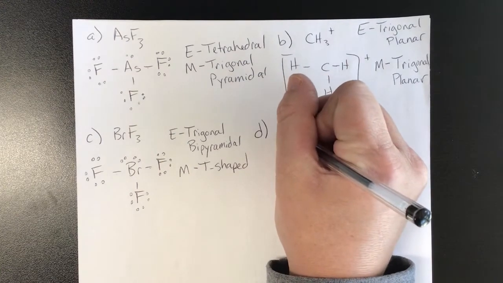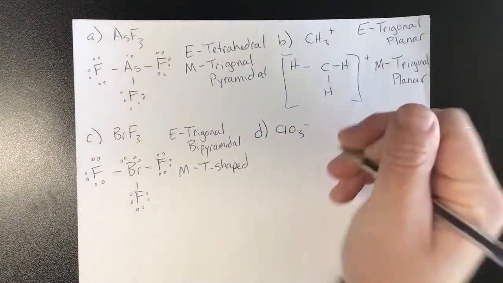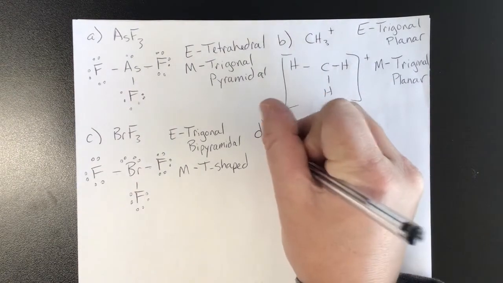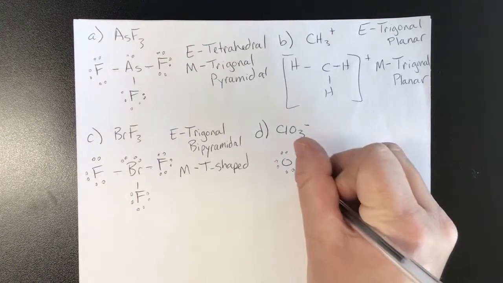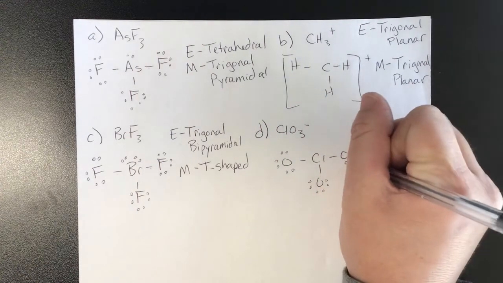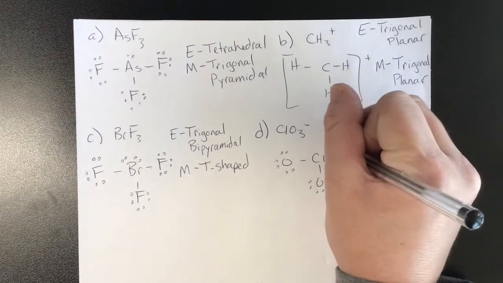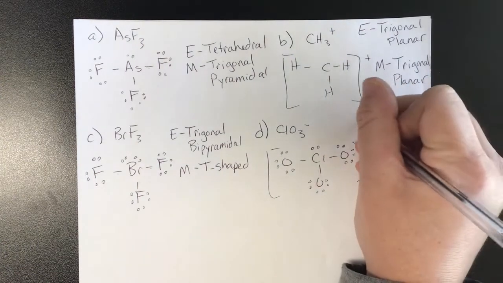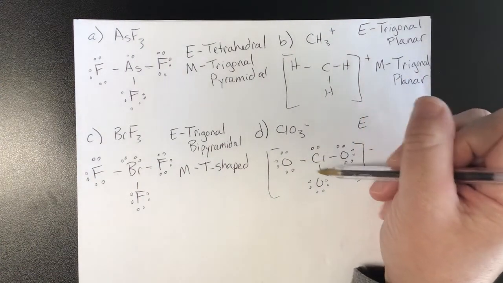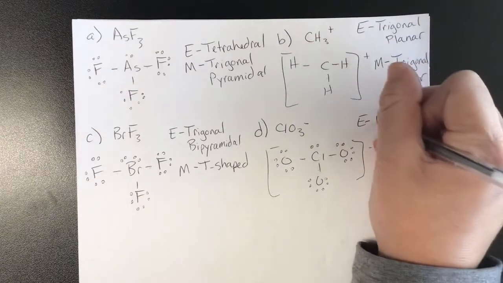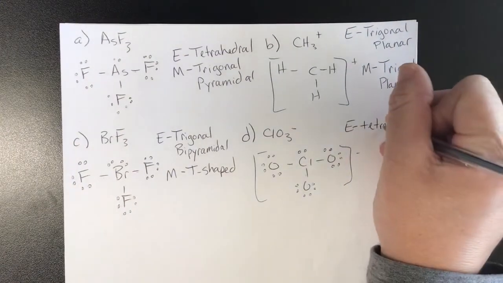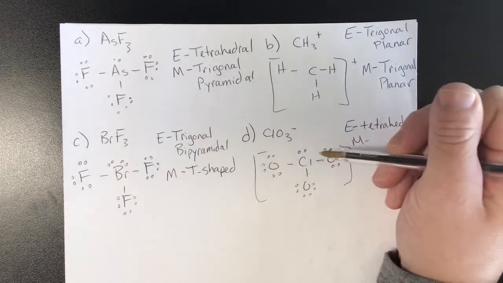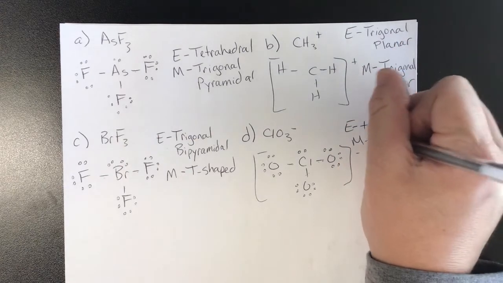Okay, and then we have ClO3 negative. So in this one, it's going to look like this. And after we get done putting the electrons around the outside oxygens, we're going to have 2 electrons left over, and those just go onto chlorine. We need our negative. So the electron domain geometry is going to be 1, 2, 3, 4. So we have 4. So that is tetrahedral. And then the molecular geometry, because we have 3 bonding, 1 non-bonding, it's going to be trigonal pyramidal.